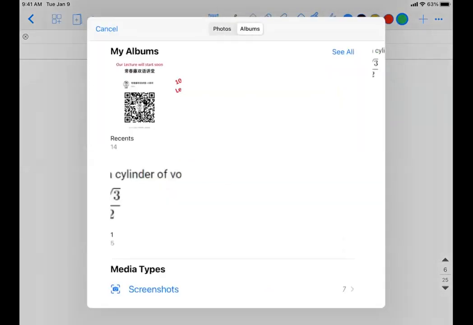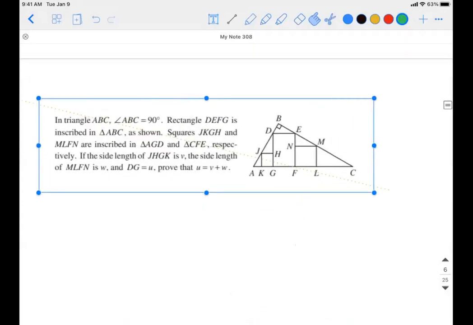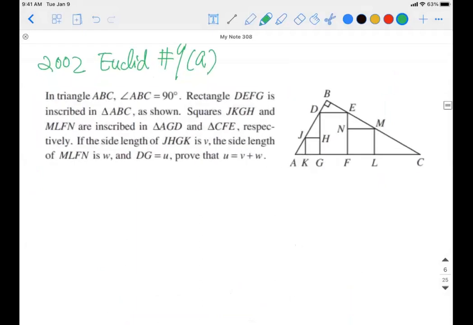Our second problem is a problem from Canada. It's a Euclid problem. Just drag it from here. This is a problem from 2002 Euclid, question number 9, A part. Like I said, the Euclid first 7 problems are always easy. It's only 8, 9, 10 that are relatively difficult, and there might be some discussion, some thinking you need to do in order to make it work. So let's have a quick look.